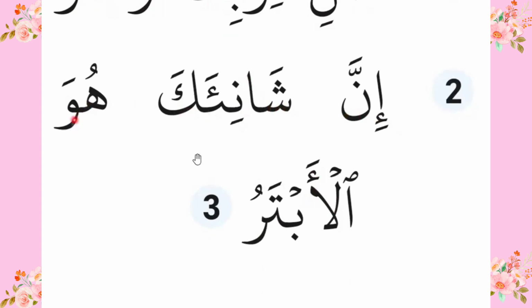إن شانئك هو الأبتر. إن, remember that's Hamza, not Ain. Don't say a, say i. إن, the shadda on the noon is 2 counts stronger. Sha is longer because you have an alif here. So make it longer 2 counts, but not very long. 2 counts is sufficient.